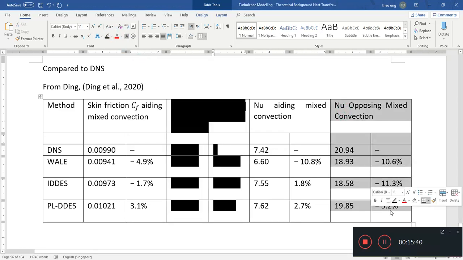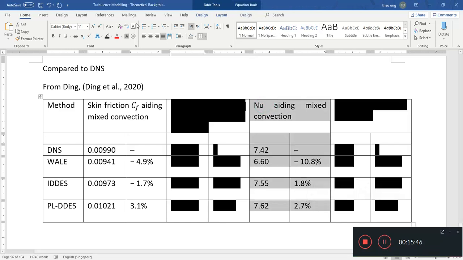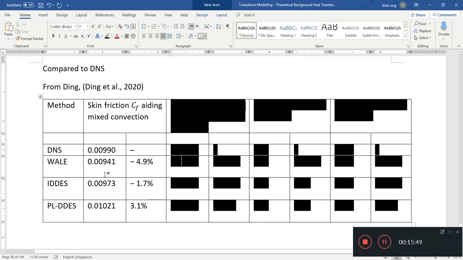I will black this out first, the other three, so we just talk about skin friction coefficient first. DNS and Whale are the ones I want you to focus on now, because we're comparing LES versus, let's say, DNS. These two models are the K omega SST IDDES and another DDES model, which I will explain in the next few videos. We'll go through it step by step first.